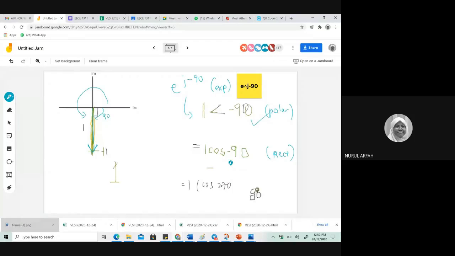Okay. And this is in rectangular form. What is this in rectangular form? This one, cosine negative 90 degree.